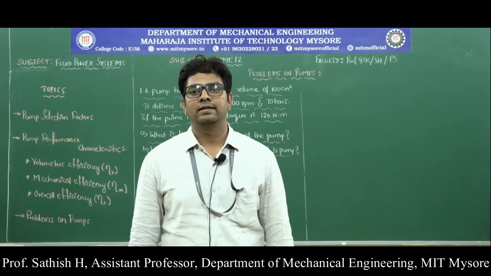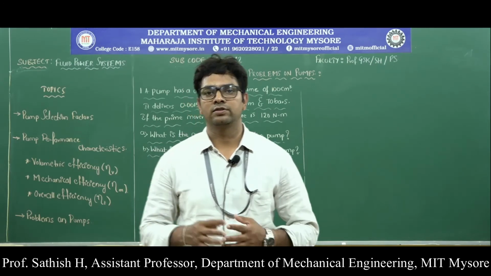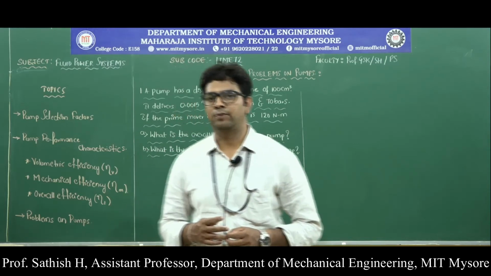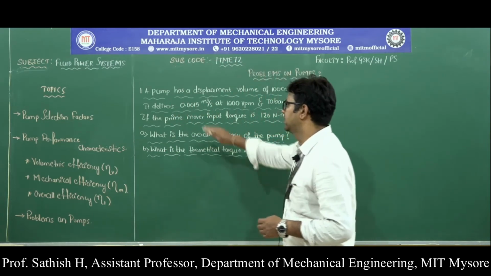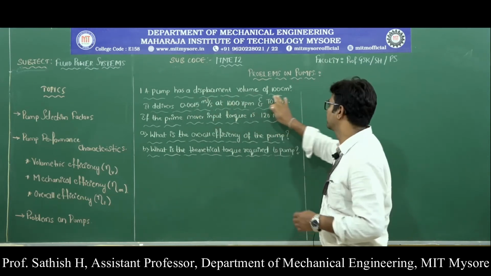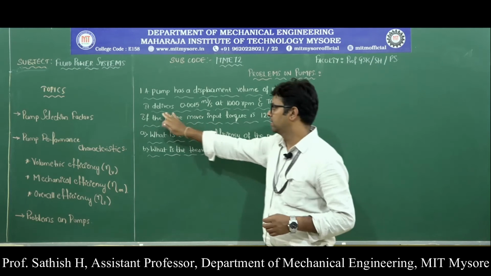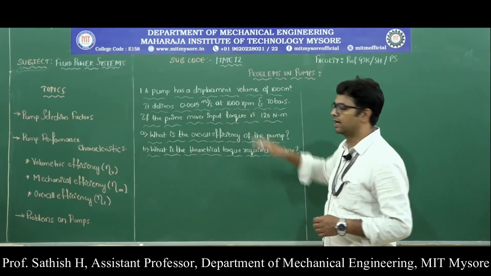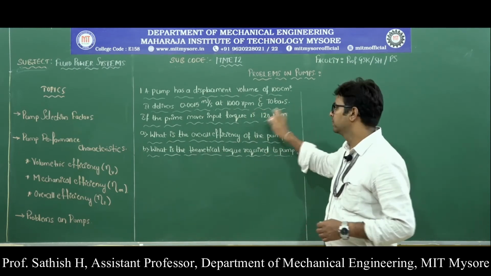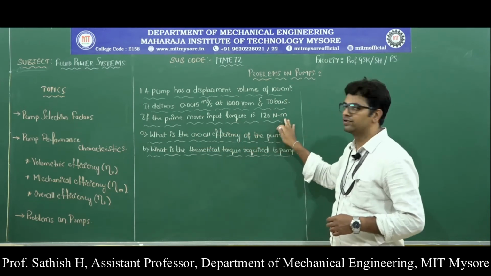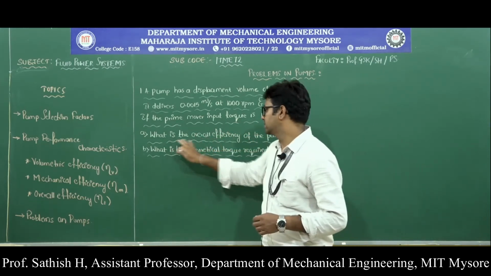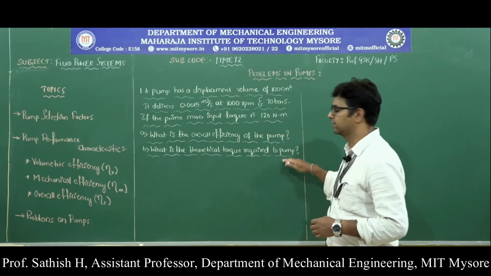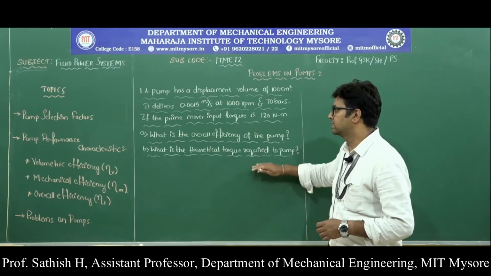Now let us discuss the numericals which are based on these performance characteristics of the pumps. The first problem is like this: a pump has a displacement volume of 100 centimeters cube. It delivers 0.0015 meter cube per second at 1000 RPM and 70 bars. If the prime mover input torque is 120 Newton meter, then what is the overall efficiency of the pump? And next, what is the theoretical torque required for the pump? So this is the problem.